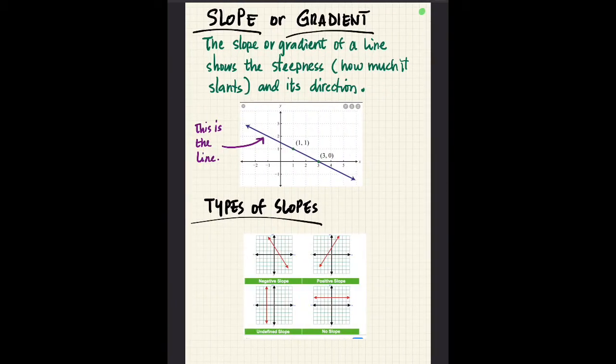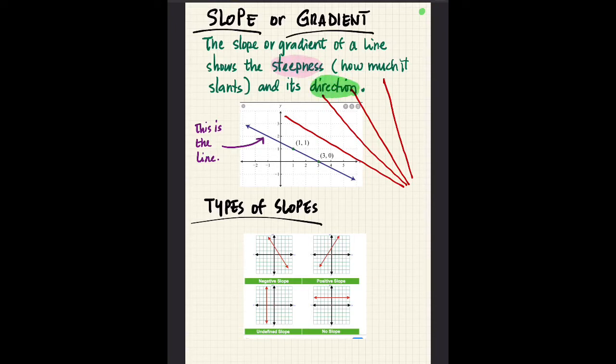So let's go to this one. What is slope and gradient? Slope and gradient is the steepness. When we talk about steepness, sometimes you have lines that go this way. Sometimes it goes a little more slanted. This is the steepness, how slanted it is. So it's talking about steepness and the direction. So we talked about steepness, and now we're going to look at direction.